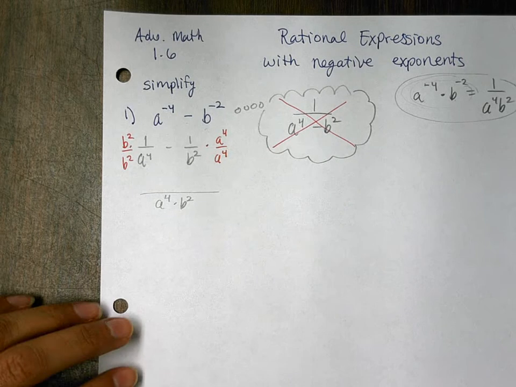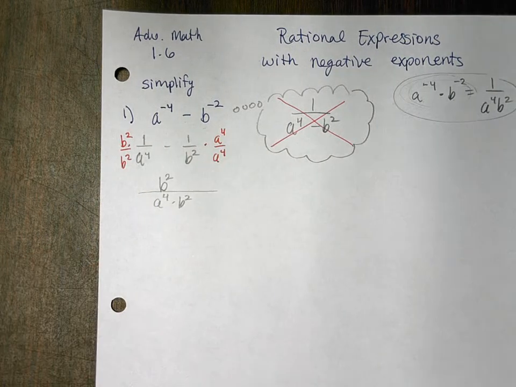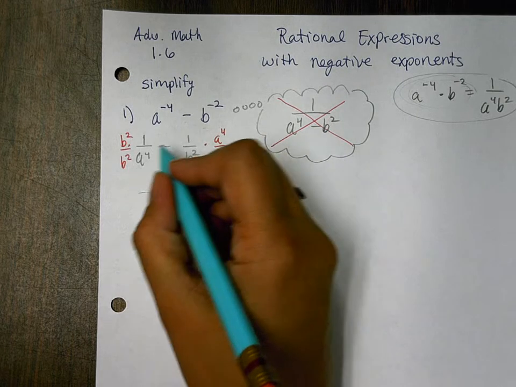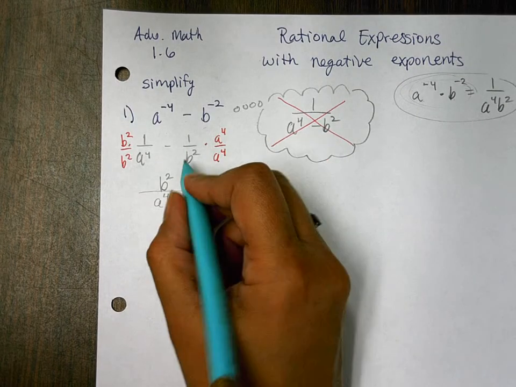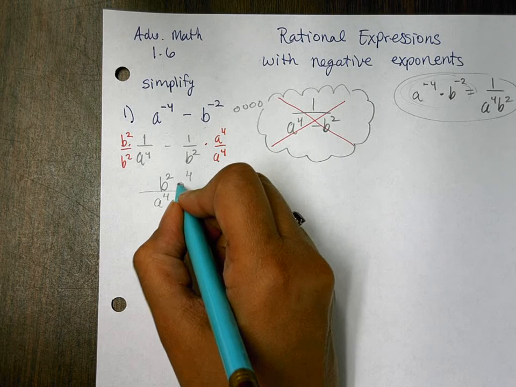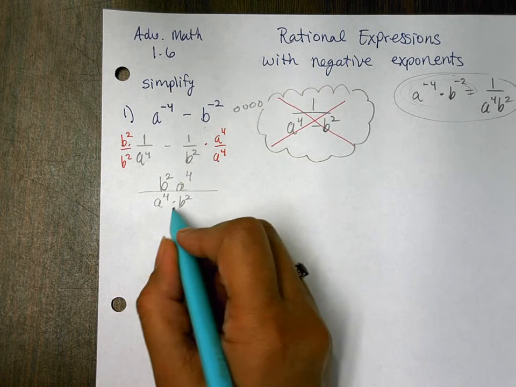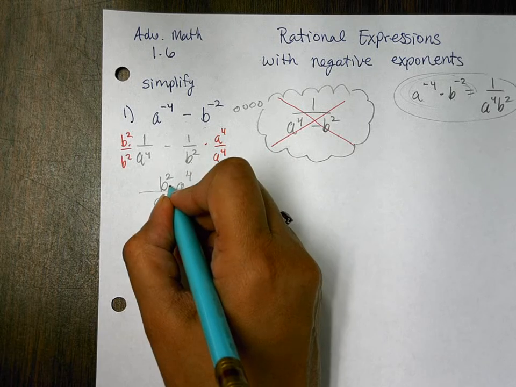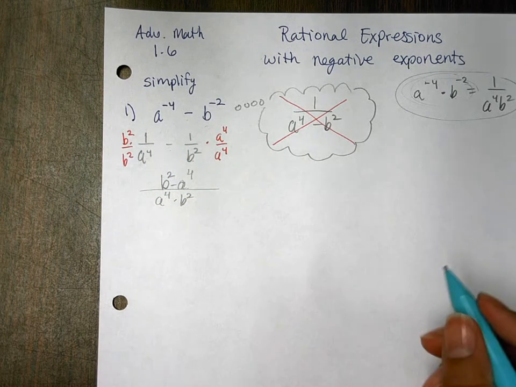B squared times 1 is b squared. B squared times a to the fourth is a to the fourth b squared. 1 times a to the fourth is a to the fourth. B squared times a to the fourth is right here, b squared a to the fourth. And sorry, there's a minus sign right in there. So that's b squared minus a to the fourth.